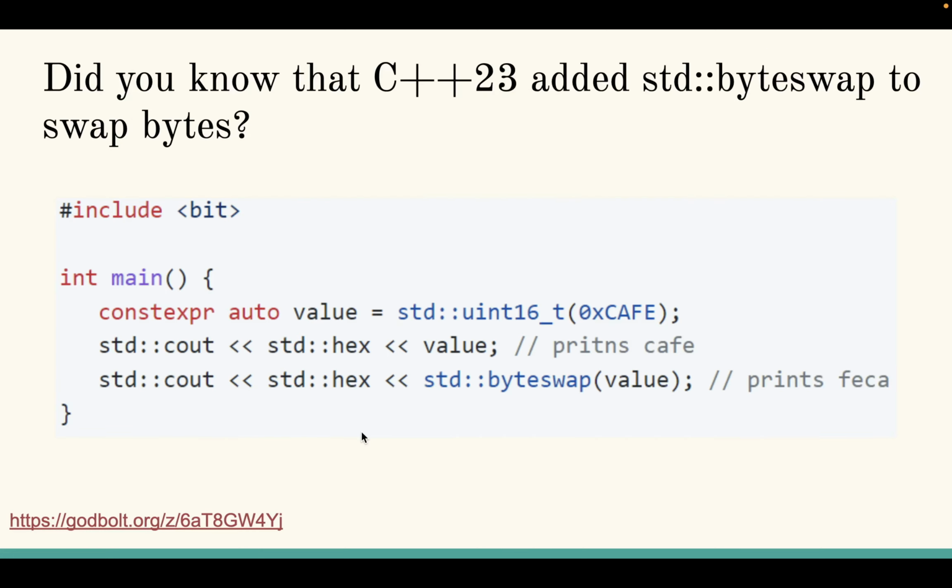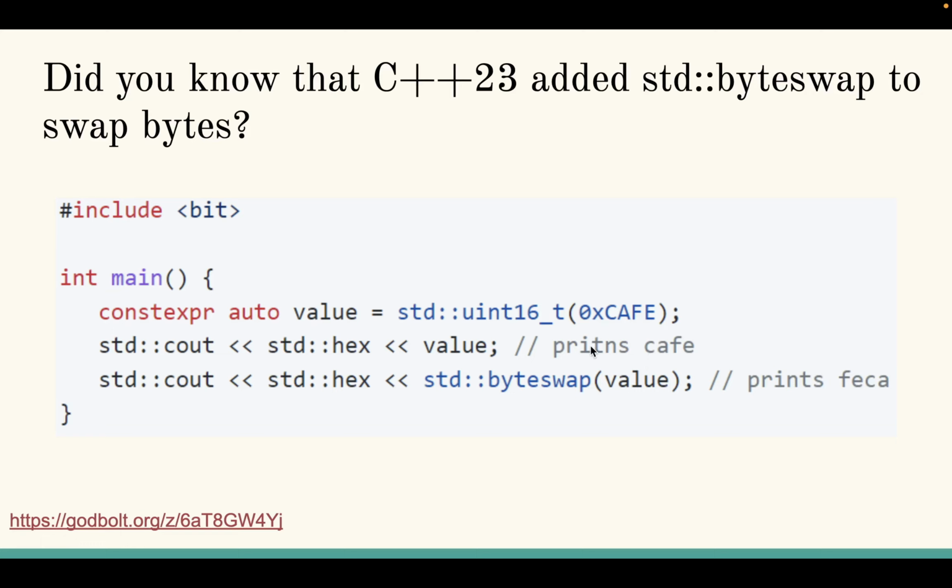Did you know that C++23 added std::byte swap to swap bytes? This is also interesting. Here in the first line, we have declared a variable. It includes a hexadecimal value, and we can also print it out. If we print it, it will print this one, CAFE. It includes 2 bytes. CA is a byte, FE is another byte.